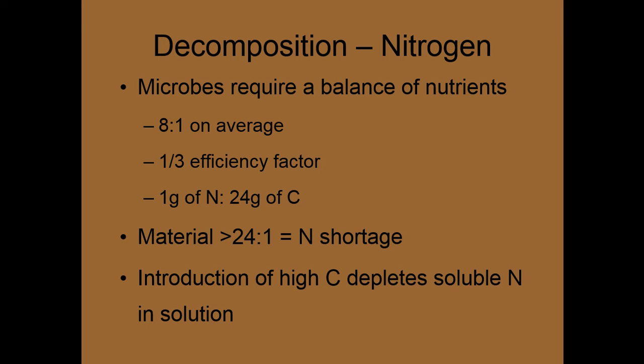Microbes require a balance of these nutrients, so about 8 carbon per every 1 nitrogen. If material is greater than 24 to 1 carbon to nitrogen, it can cause a nitrogen shortage. When this happens, the introduction of high carbon material depletes soluble nitrogen. That is where we have a situation where the microbes are using the nitrogen for decomposition and taking it out of solution for the plants, so there's no nitrogen that is plant available.